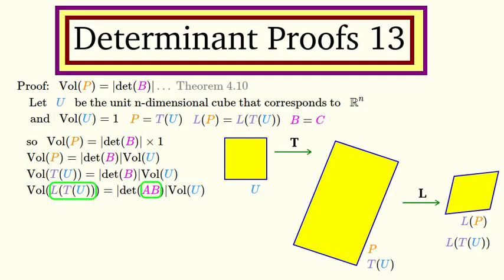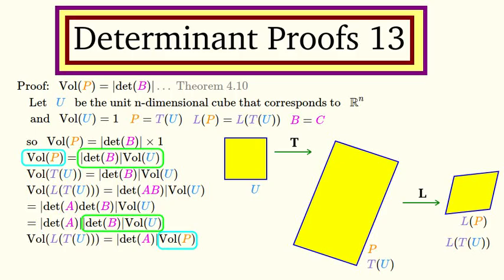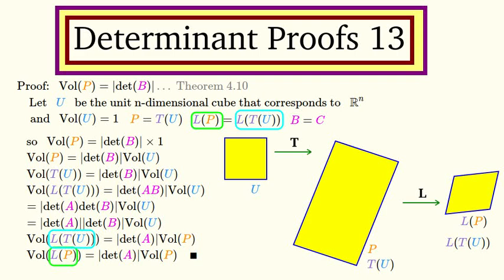The matrix product AB corresponds to the combination of these two linear transformations L and T. We can split this determinant up into the product of these determinants using a past theorem. Then we'll split up this absolute value function into the product of these two absolute value functions. And then we can make this substitution like this so as to simplify this equation. Then we can make this substitution of L applied to the solid P so as to finish this proof, since this is the equation that we wanted.